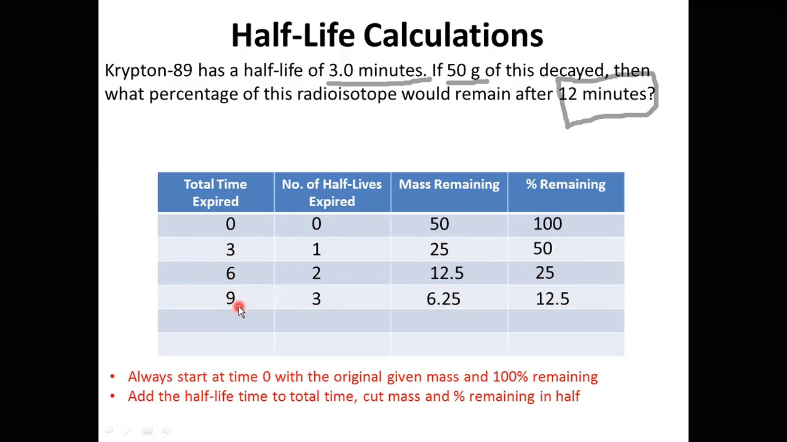We continue forward, right? Continuing forward, well, we got to reach 12 minutes, right? So in order to reach 12 minutes, time expired, we're going to have to add 3, 12, 4, right? That'll be 4 half-lives. 4 times 3 makes 12.